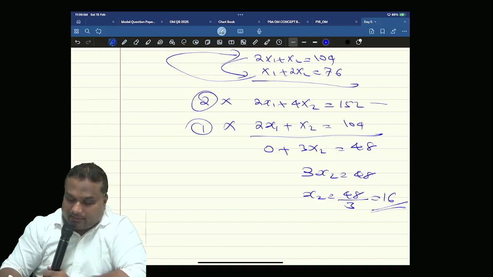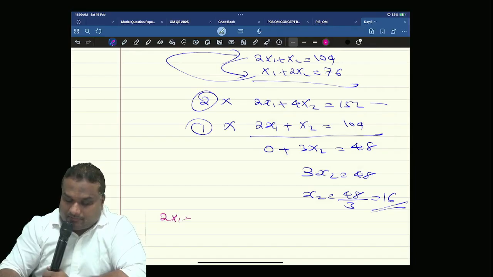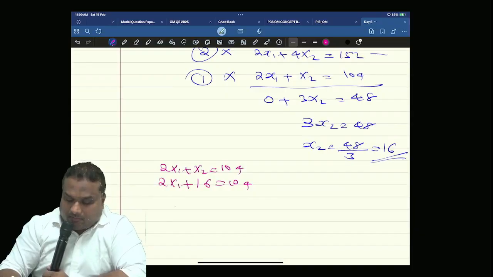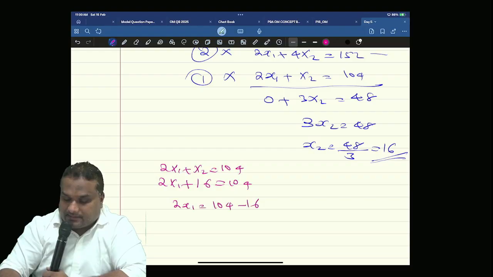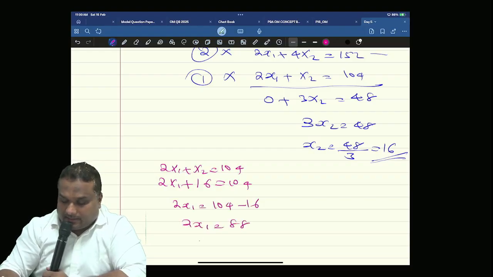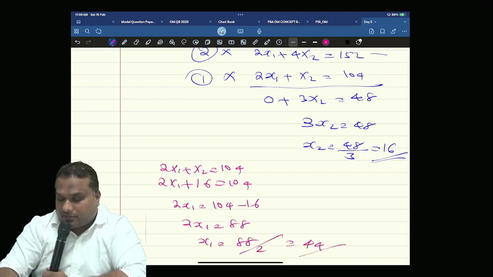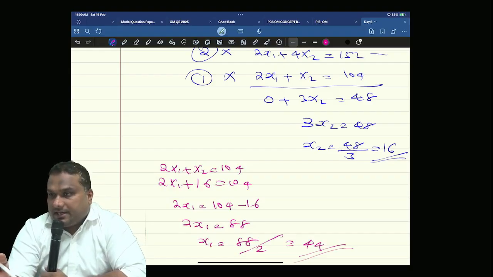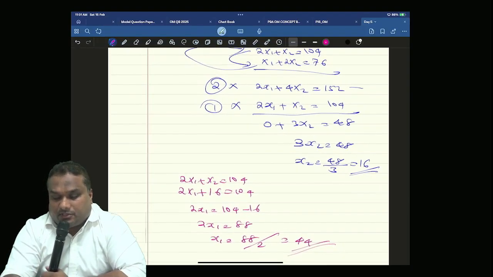Now substitute the value. 2x1 plus x2 equal to 104. 2x1 plus 16 equal to 104. 2x1 equal to 104 minus 16. 2x1 equal to 88. Now x1 is equal to 88 by 2, which is 44. This is how we are getting x1 is equal to 44, x2 is equal to 16.